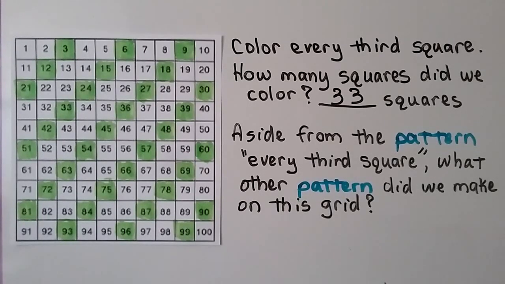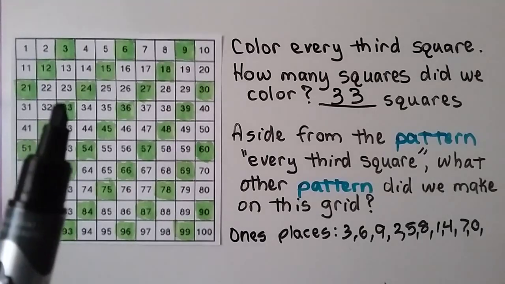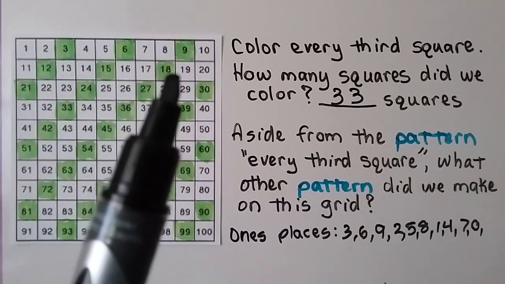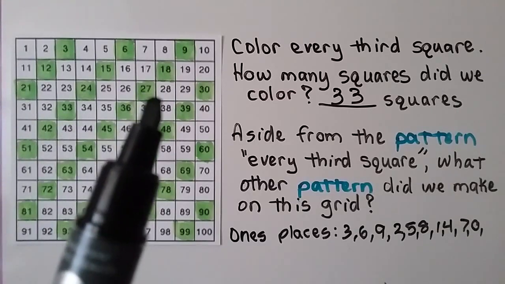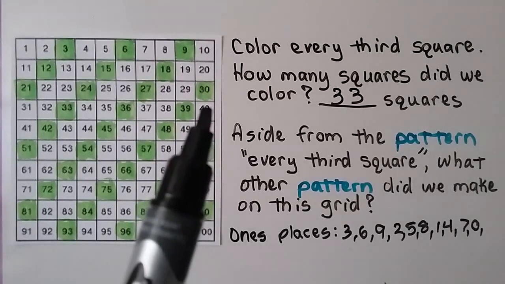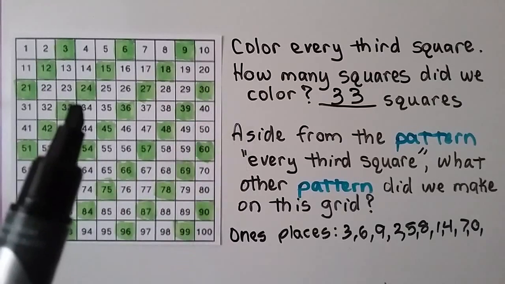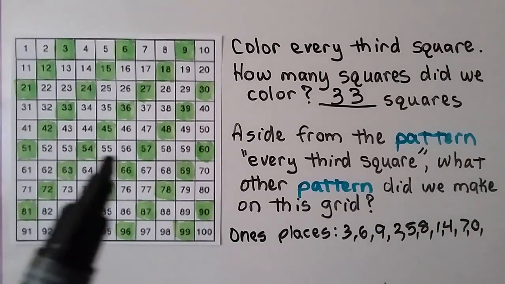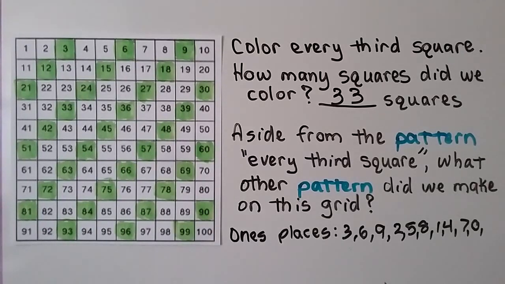So aside from the pattern every third square, what other pattern did we make on this grid? Look at this grid. Look how they're all going in a diagonal here. See that? That's kind of cool, isn't it? We can also look at the pattern that's happening in the ones place. It's going 3, 6, 9, 2, 5, 8, 1, 4, 7, 0. Then at the 30, it repeats 3, 6, 9, 2, 5, 8, 1, 4, 7, 0, and then it does it again in the ones place. So that's another pattern.